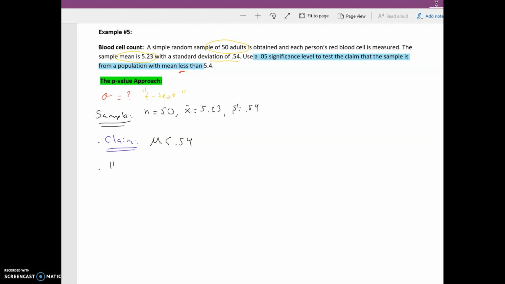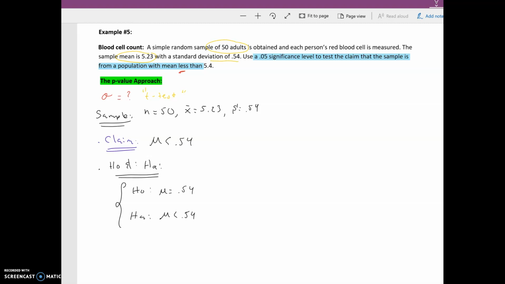And then the next step is going to be to state H0 and HA, which is the null hypothesis and the alternative hypothesis. In this case, the hypotheses are going to be as follows. HA is actually given in the claim here. So in this case, mu is less than 0.54. And then H0, mu is equal to 0.54.